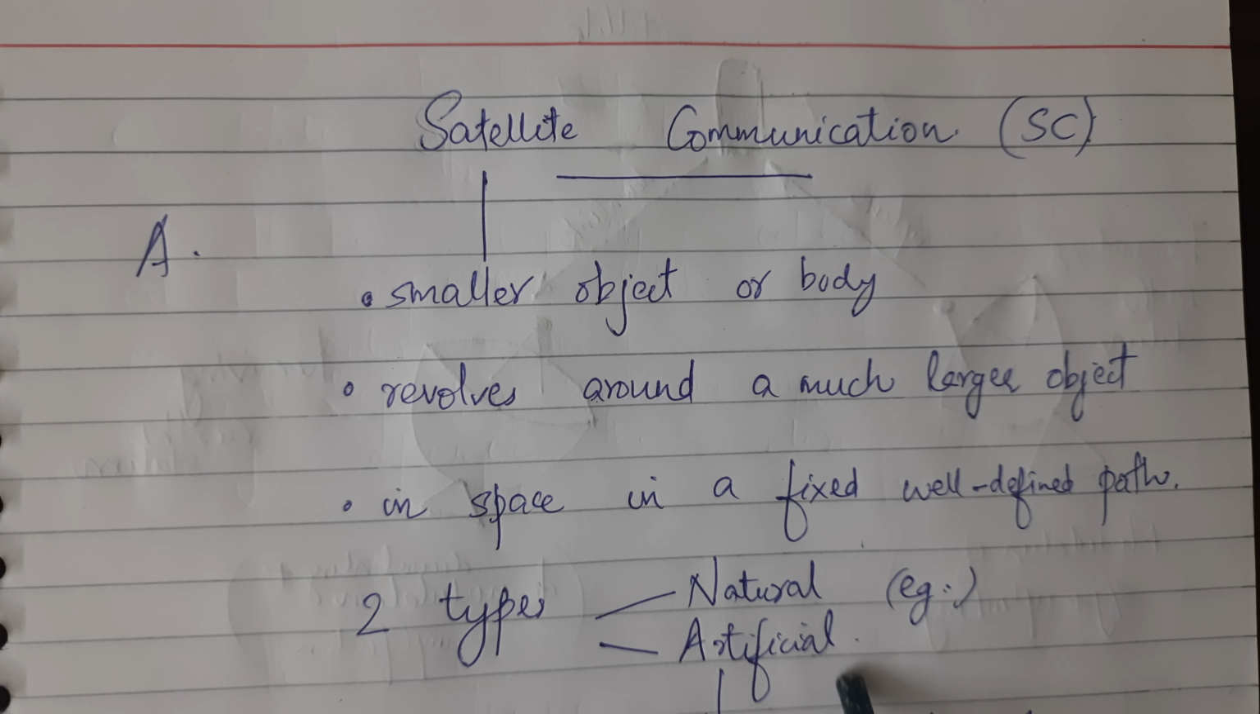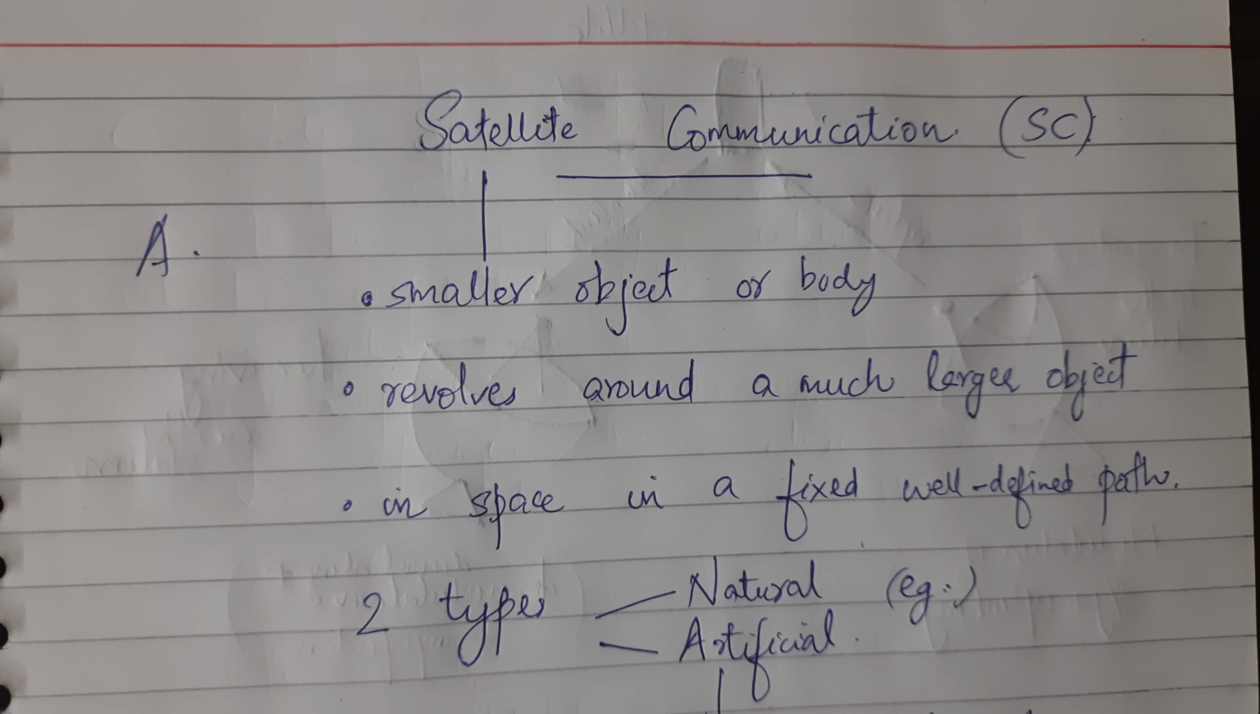Artificial satellites are designed and launched into space by different countries and different agencies of the world for various purposes like weather monitoring, navigation, the GPS we use, then TV and mobile communications, etc. So these are some basics about what a satellite is in general.